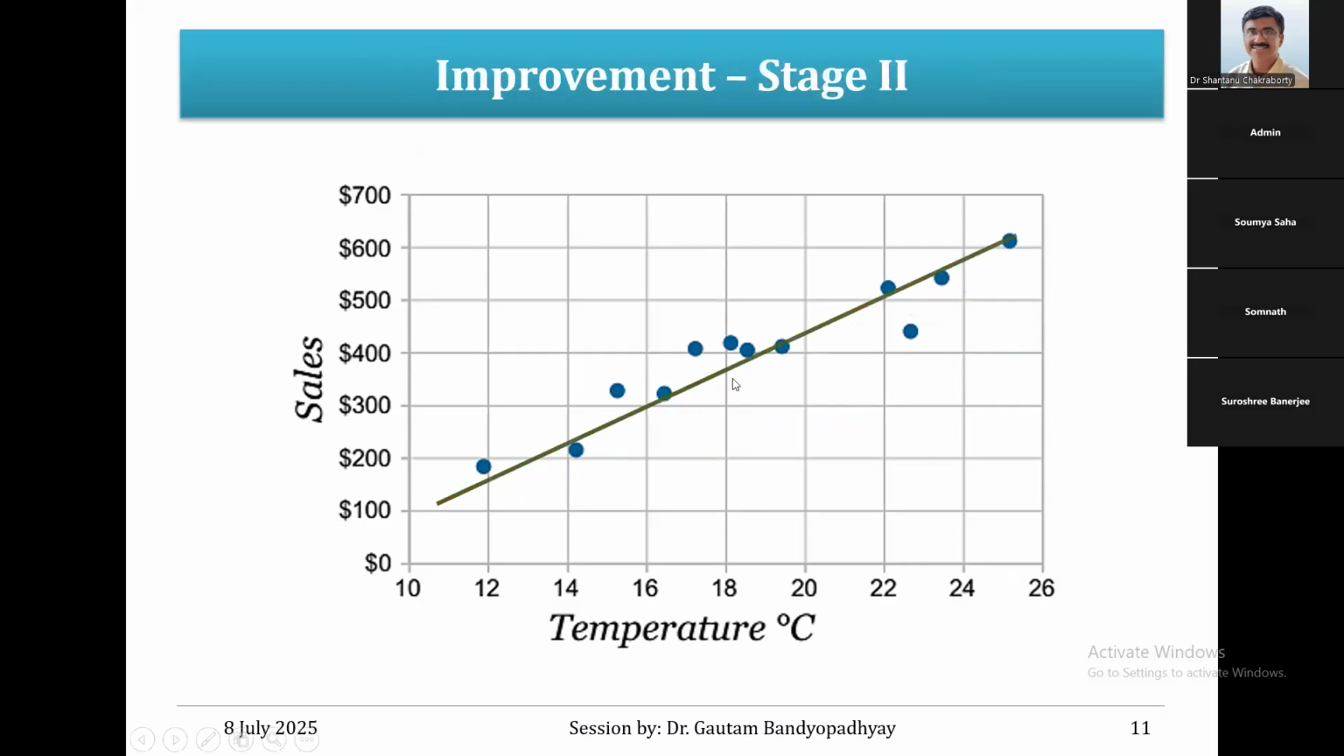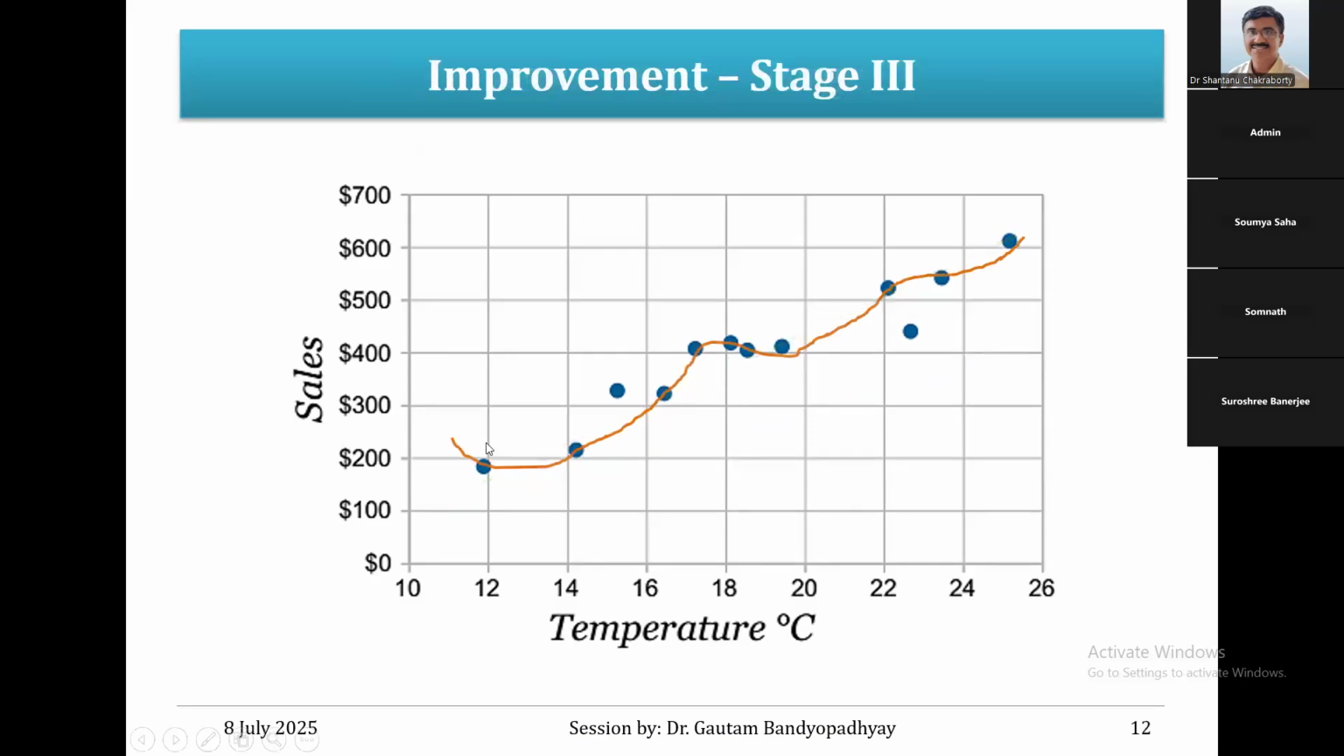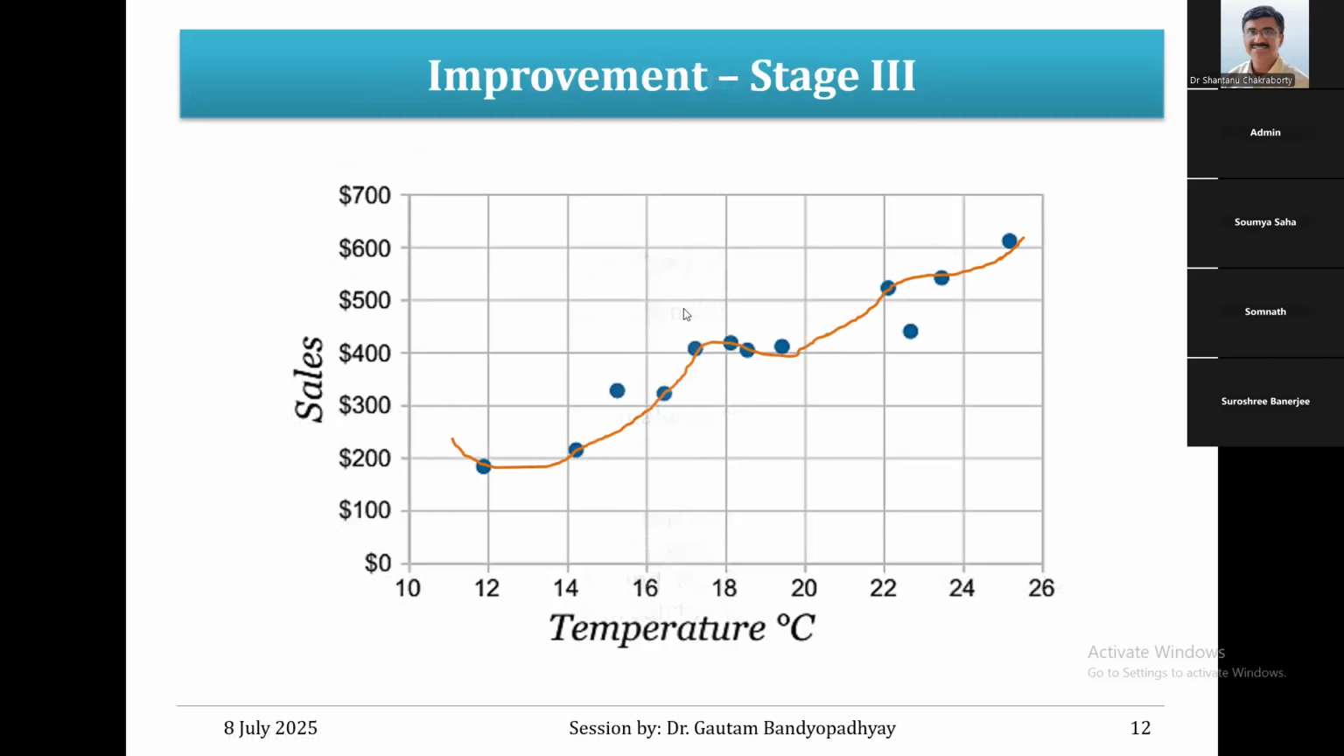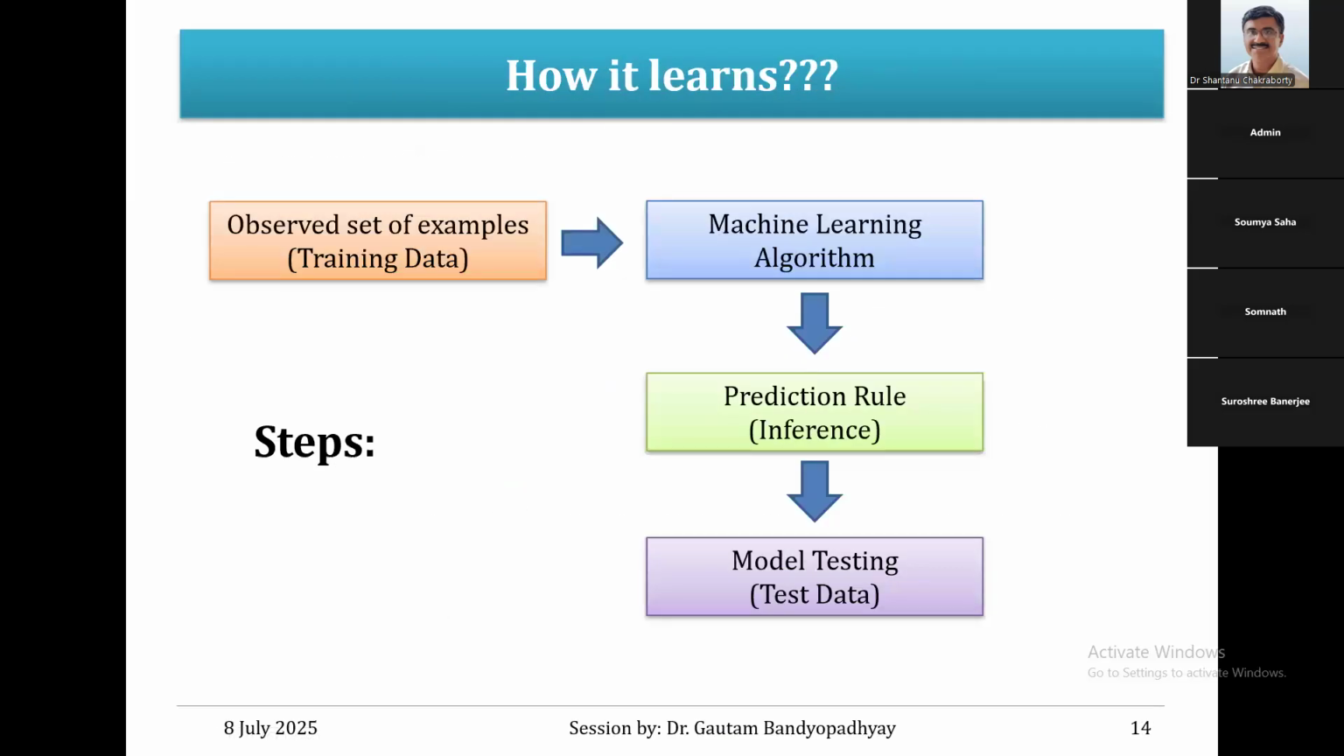Now again the error is minimized. Now this has more or less no error, but it is not linear. So definitely the error is less, but it is a complicated model. And that is what machine learning does. That's why I am saying that with more complexity, you can predict the future more accurately.